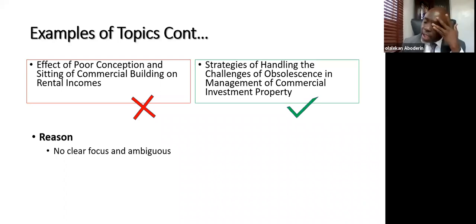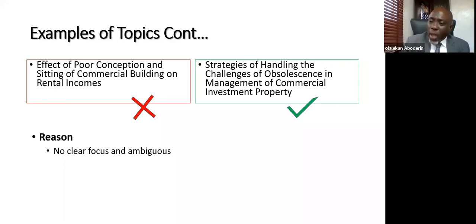This topic will require that we identify what these obsolescences are. If it's wrongly sited, definitely there will be locational obsolescence, and that will accumulate to economic obsolescence. And if the concept is not right, there will be functional obsolescence, and at the end of the day, that will lead to economic obsolescence as well. So the impact on rental value is actually impacting on the performance of the property.